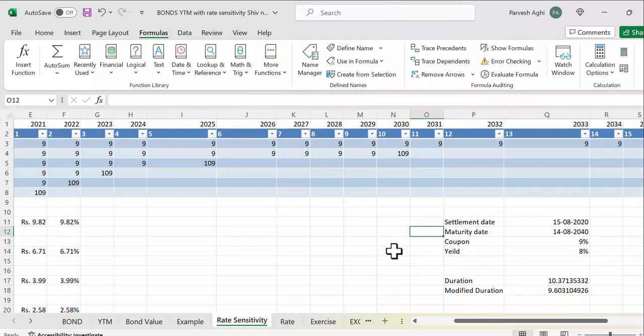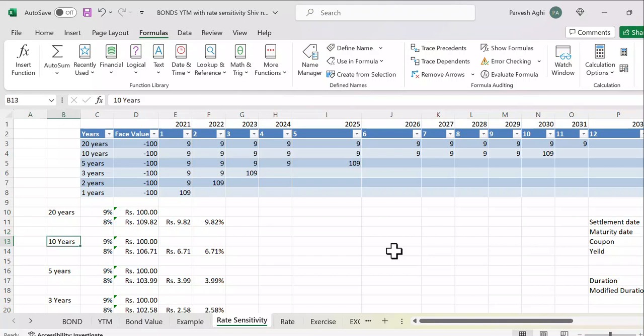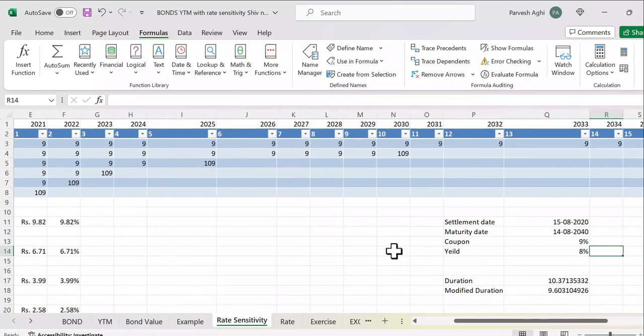Which one is better for calculating the duration, the modified or the Macaulay duration? See, I told you that both are different. One is the duration, Macaulay's duration. The second one is the modified duration, which will tell you the sensitivity to the interest rate. 1% rate of interest se kam zyada hone se kitna wo hoga. Wo ek dono alag cheeze bata rahi hain.